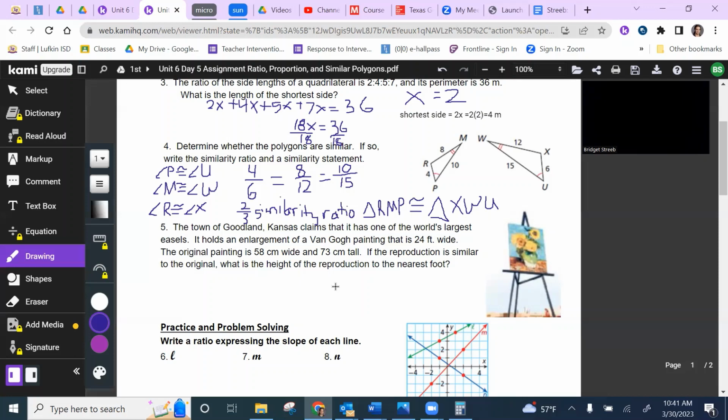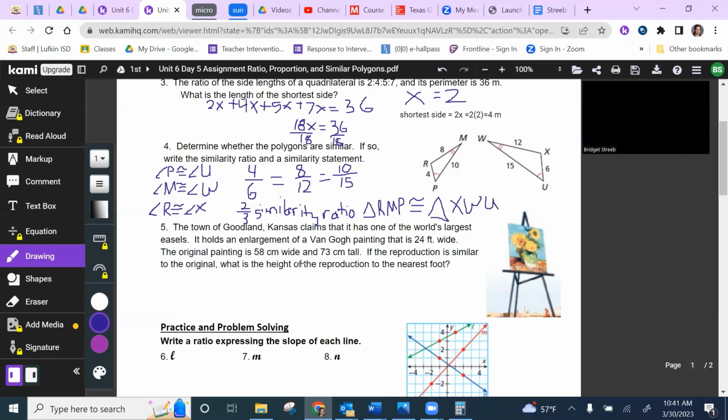And our last one, the town of Goodland, Kansas, claims that it has one of the world's largest easels. It holds an enlargement of a Van Gogh painting that's 24 feet wide. The original painting is 58 centimeters wide and 73 centimeters tall. If the reproduction is similar to the original, what is the height of the reproduction to the nearest foot?